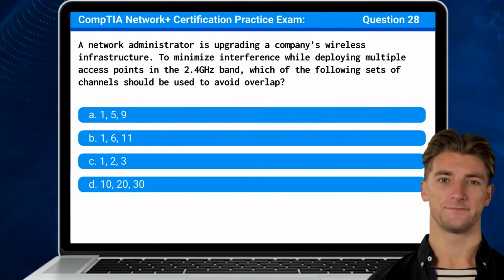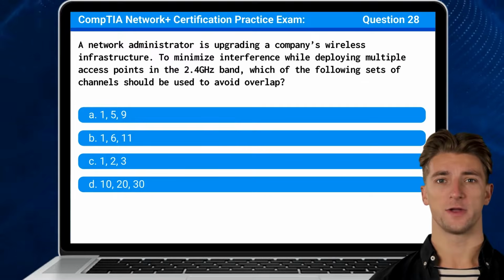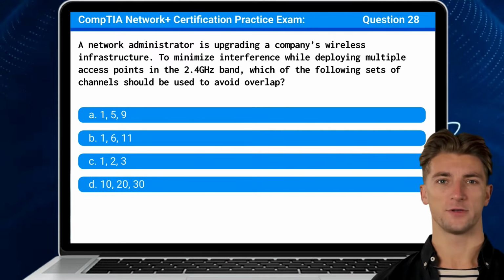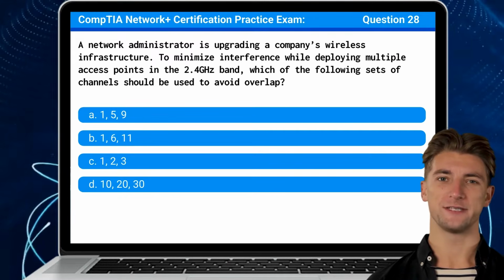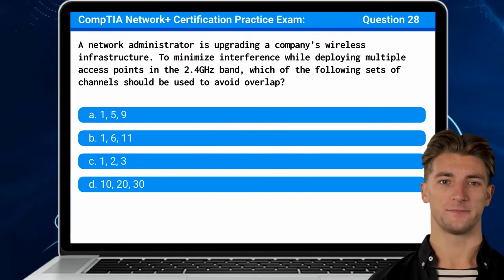Question 28. A network administrator is upgrading a company's wireless infrastructure. To minimize interference while deploying multiple access points in the 2.4 GHz band, which of the following sets of channels should be used to avoid overlap?